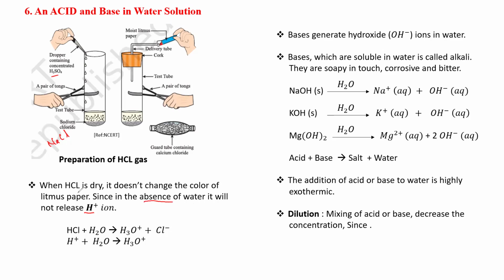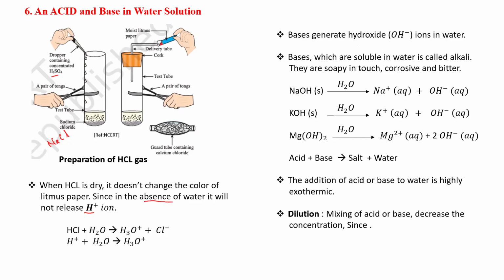HCl. So sometimes, if moisture is more, they use a guard tube containing calcium chloride, which is used to remove the moisture from the HCl. If you see in the reaction, when HCl has moisture, it reacts with water and hydronium ion formation takes place, and chlorine is separated. Again, that evolved hydrogen ion reacts with water and continuous formation of the hydronium ion takes place here.